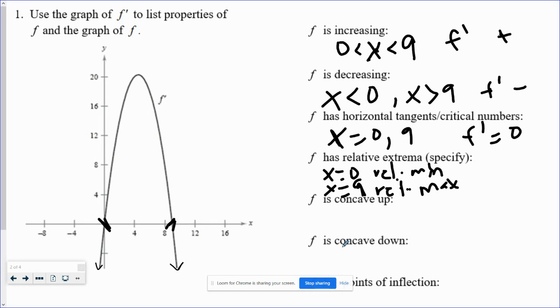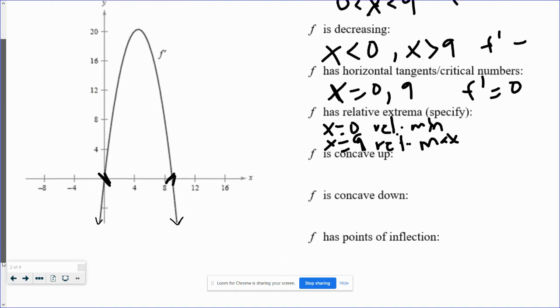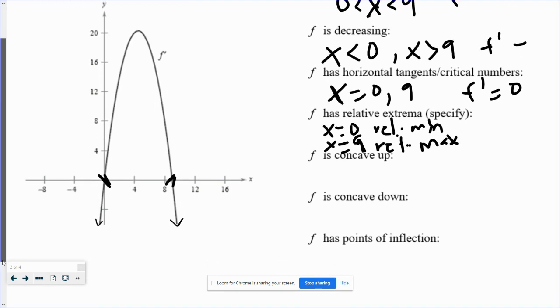Okay, now we're going to get into some that's a little bit different. This is a little bit different than what we've looked at as far as number lines before. So let's talk about these. F is concave up. Think about what we just said in our little notes before. F is concave up when the second derivative is positive, which means the first derivative should be increasing.